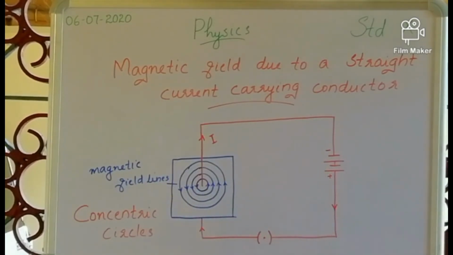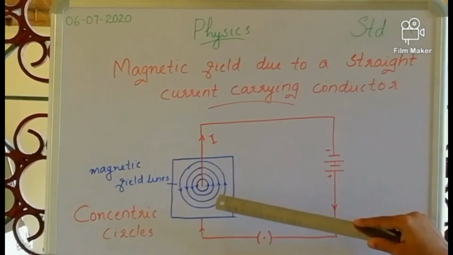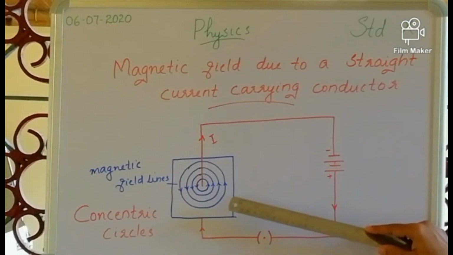Okay, is it clear now? And the magnitude of the magnetic field produced by this straight current carrying conductor increases.